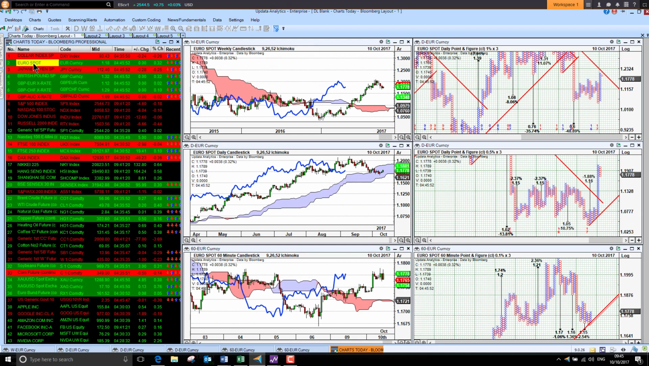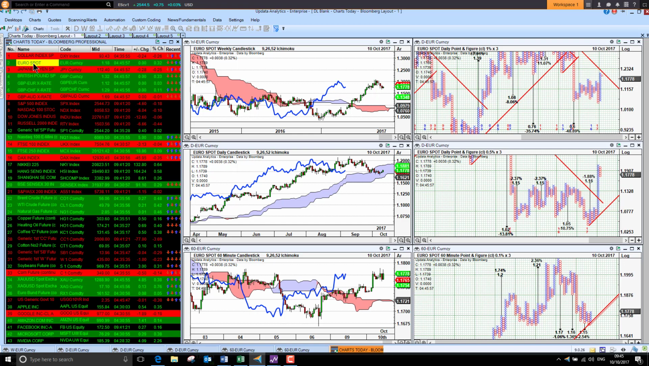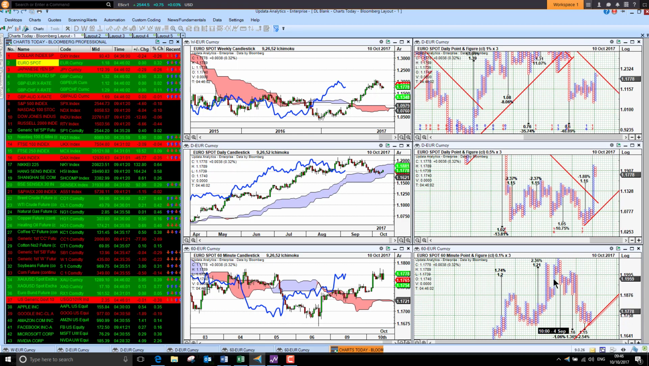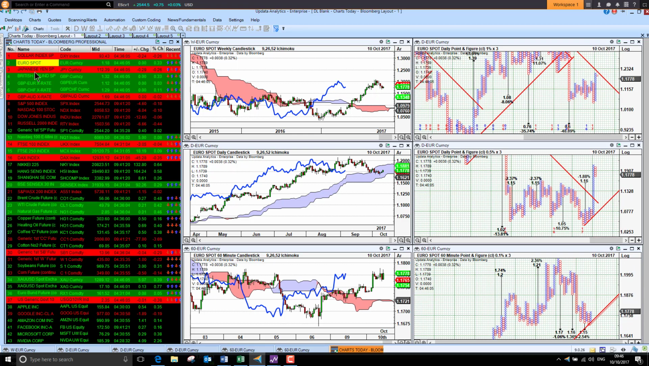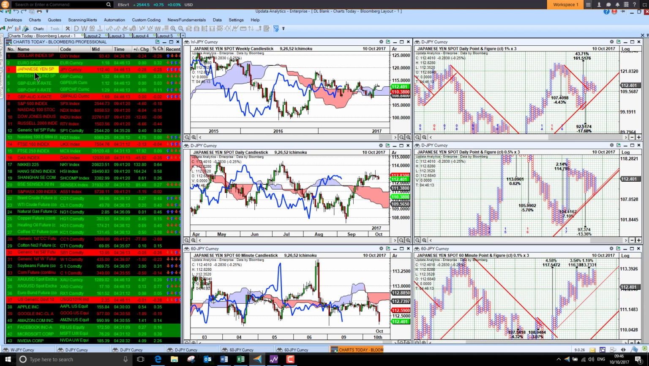And if we take a look at the euro, we see here that's translating to euro strength. So the euro just looking a little bit stronger again. We do have these downside targets, but we are finding support here on the 60-minute point and figure chart. So that is looking a little bit better. Japanese yen. Dollar is weakening here as well, back below the cloud again for the first time in a while. So we are just seeing the dollar coming off the top.